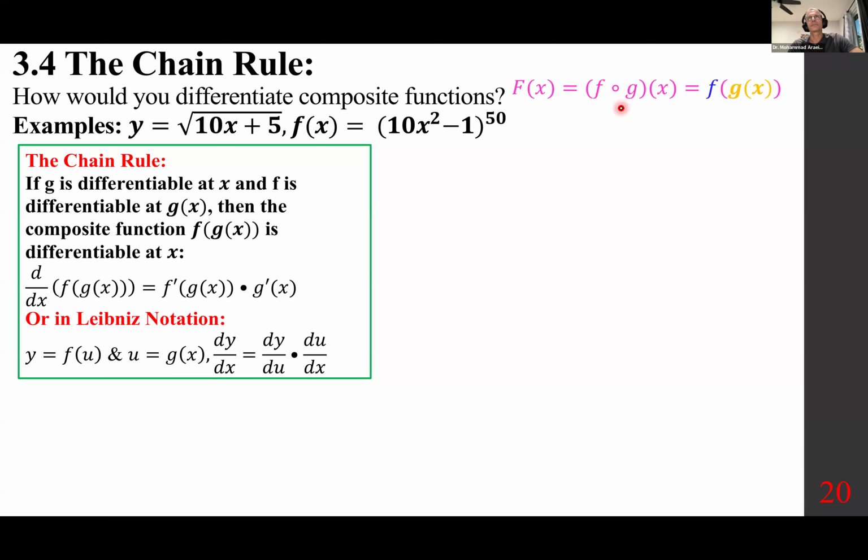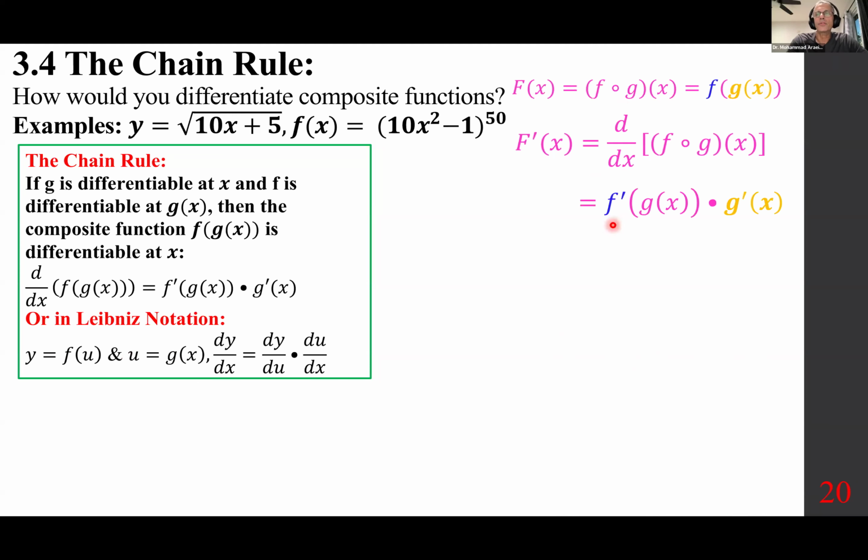In other words, if capital F of x represents the composite function f of g of x, then capital F prime, which is the derivative of that, is f prime of g of x times g prime of x, meaning you differentiate the shell function. The main function is the outer function, the shell function. You differentiate that and then multiply by the derivative of the inside.